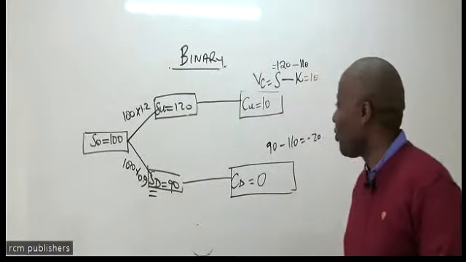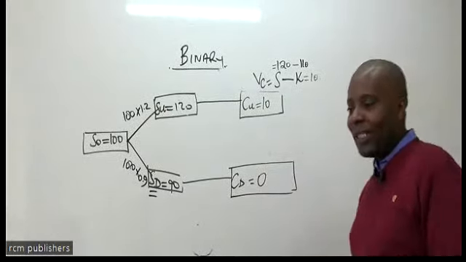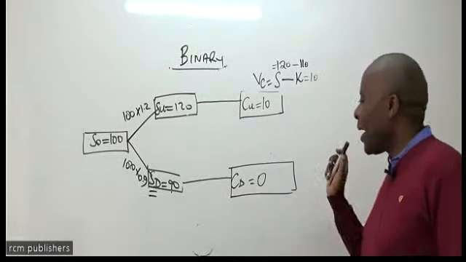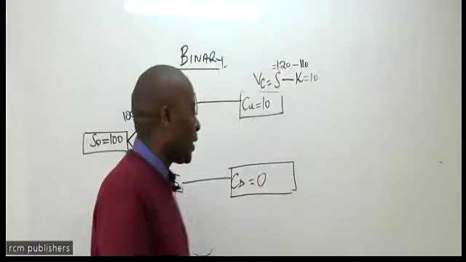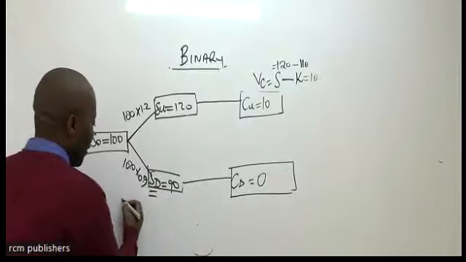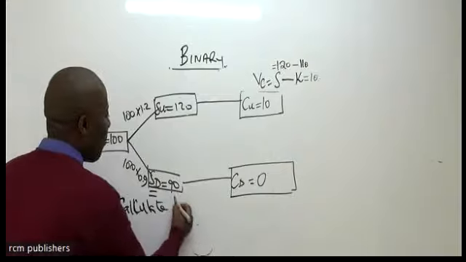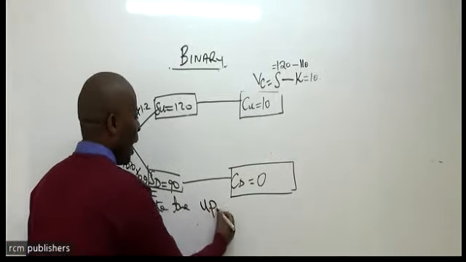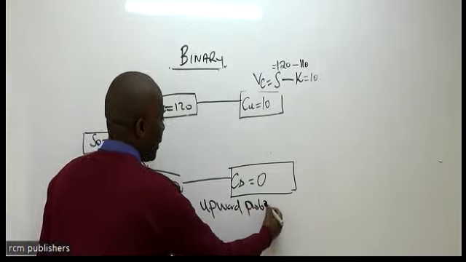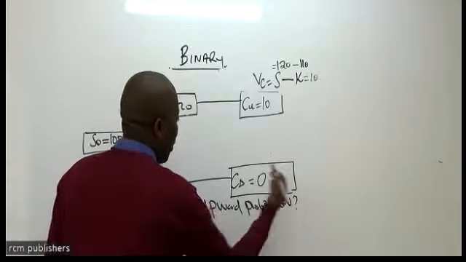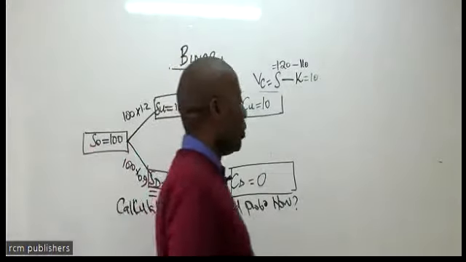Thank you so much. Now, the second last step. Here, the examiner has not given us probabilities. So in the second last step, we calculate the upward probability. You calculate the upward probability. So how do we do that?